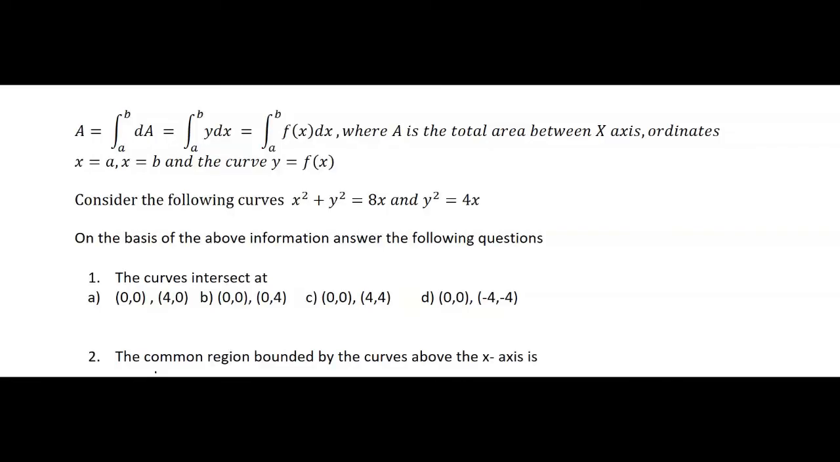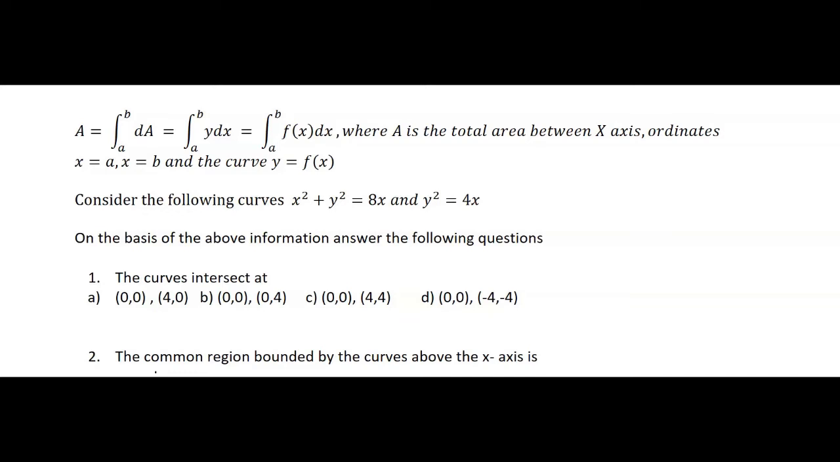Hello children, this is a case study type of question based on application of integrals. Given A equals integration of a to b dA is equal to integration of a to b y dx is equal to integration of a to b f of x dx, where A is the total area between the x-axis, coordinates x is equal to a, x is equal to b, and the curve y is equal to f of x.